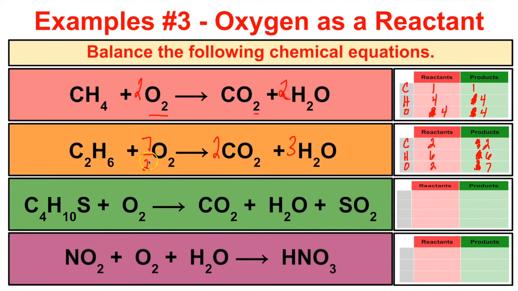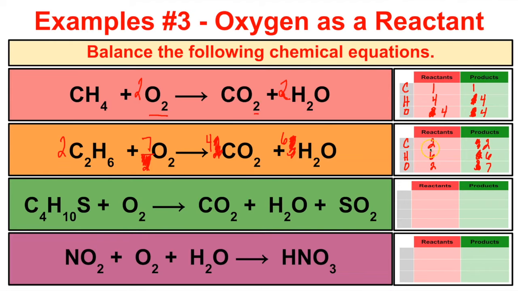And so what we'll have to do now is multiply all the coefficients here by 2 to get rid of this little fraction right here. Okay, so if we do that, if we put a 2 right here, and if I multiply this by 2, this just becomes a 7. I can get rid of this right here and turn this into a 4. I can get rid of this right here and turn this into a 6. And now my chemical equation should be balanced.